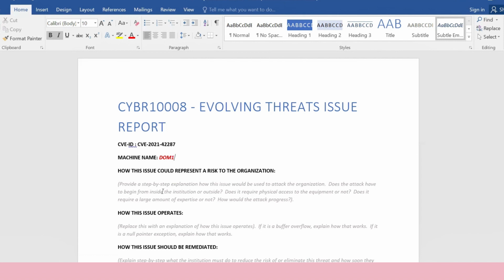So does the attack have to begin from inside the institution or outside? This is a very interesting question. Well, I think it's both, in the sense that they have a publicly accessible web server. So you can attack from inside and outside. It's from both sides. Yeah, I think I agree with you.